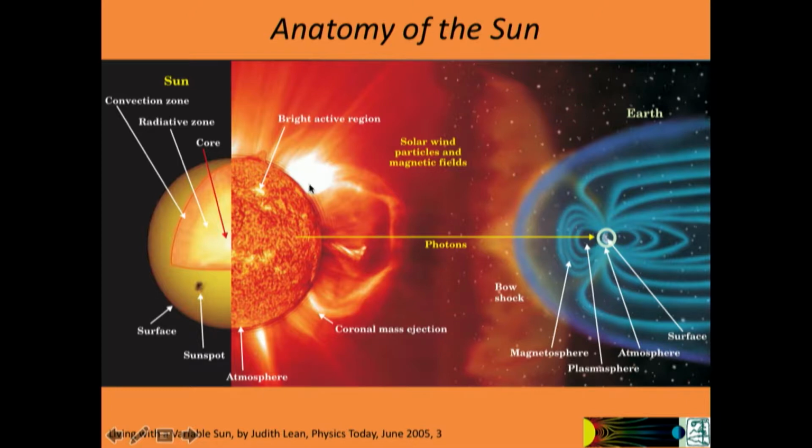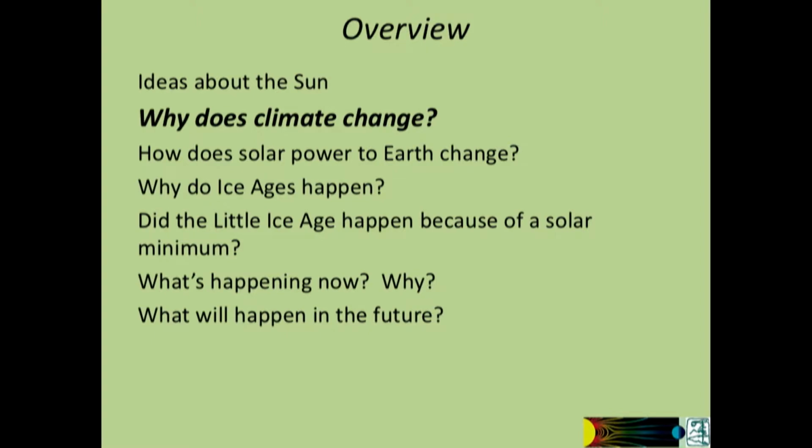So we have particles and we have mass coming from the sun. This has been happening forever. The Earth is used to it. It's not changing the Earth's magnetic field. So why does climate change?